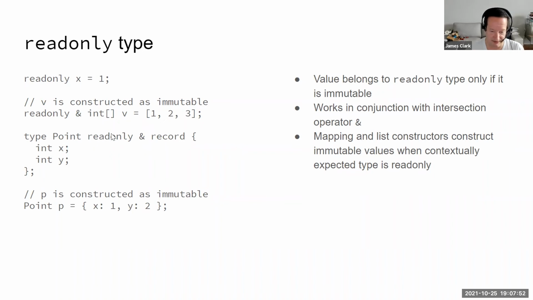And you can put the read-only in a type definition. So here we're defining a type that is a read-only record. And then when I construct that value, it will be constructed as immutable. So a library, somebody who's writing a library, they just put read-only in, and the user just doesn't have to worry about it.